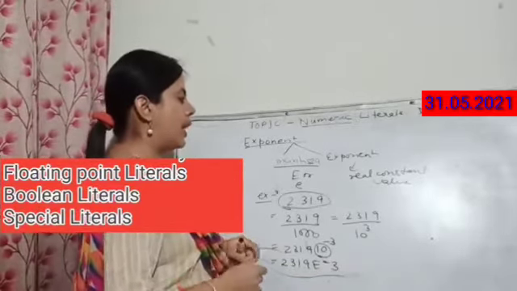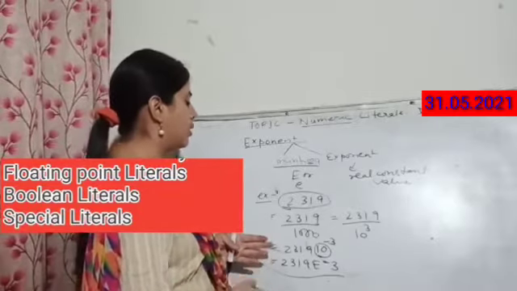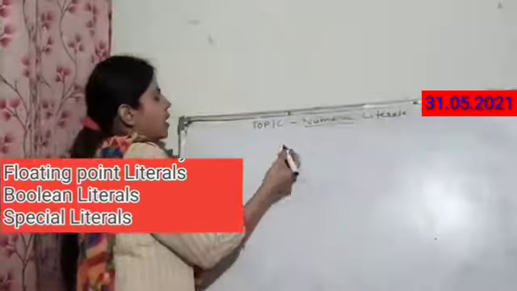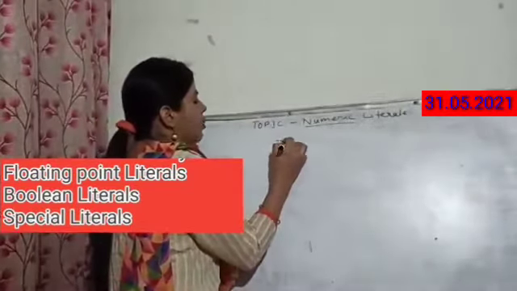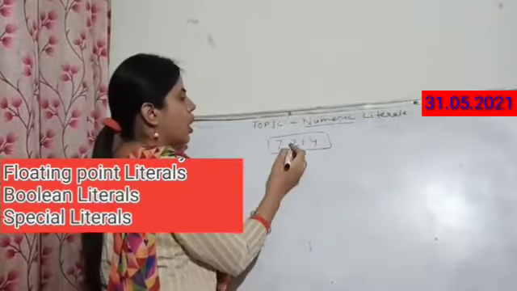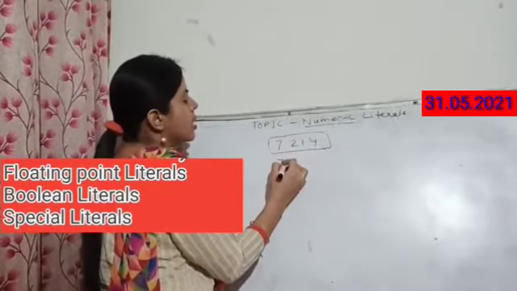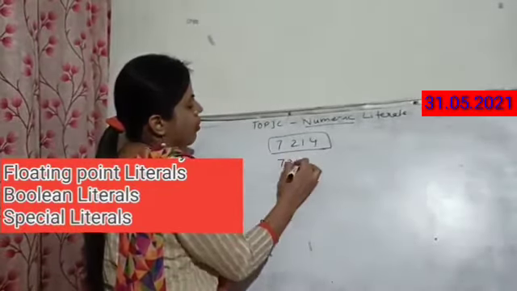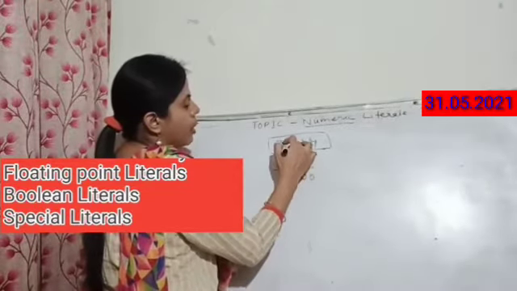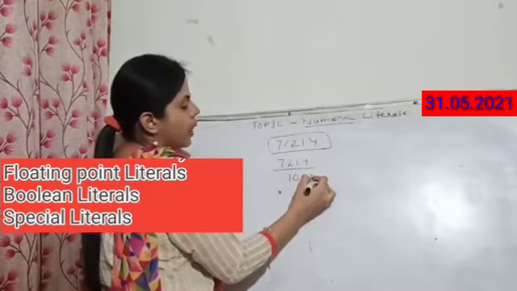Now let us find out how another number can be written in exponent form. Let us see one more example, 7.214. Suppose we have to write this in exponent form. How will we write it? We can write it like this: 7214 by 10 to the power 10. When you remove this point, it will be 1000.